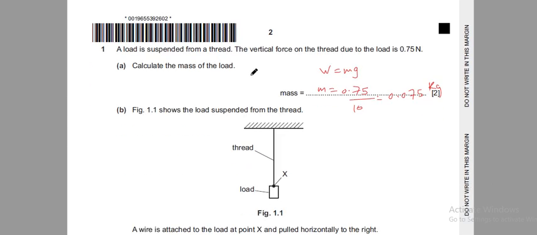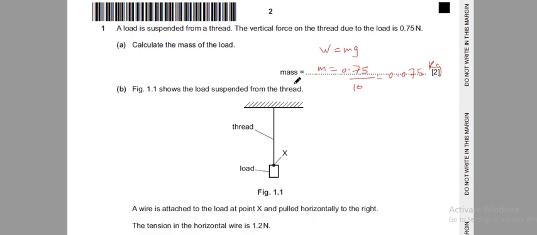Load suspended from a thread, vertical force on thread, calculate mass. As the vertical force is the weight of the load, we can find the mass from the relation W equals M times G. We substitute the weight and G 9.8 or 10 and find the mass.